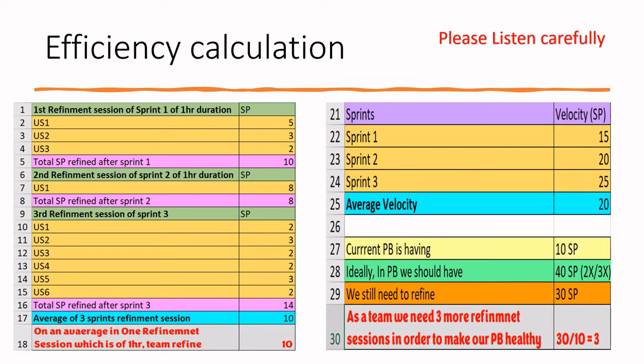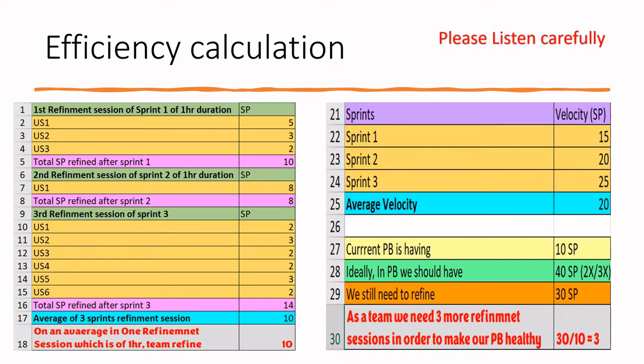Okay, so, efficiency calculation. First consider the left side picture. First refinement session of sprint 1, of 1 hour duration. This is just an example we have drafted to showcase how it will be. It varies for every project, every program, every team. You just assume we are in sprint 1 and we are about to do a 1 hour refinement session. One hour only we are doing for this one. Okay, this is our assumption.